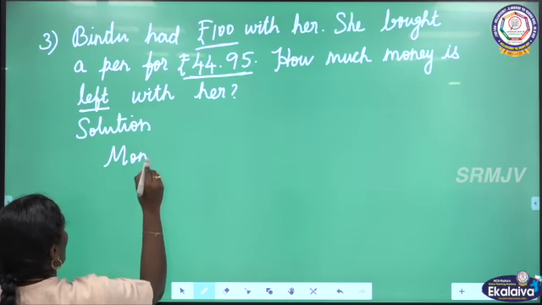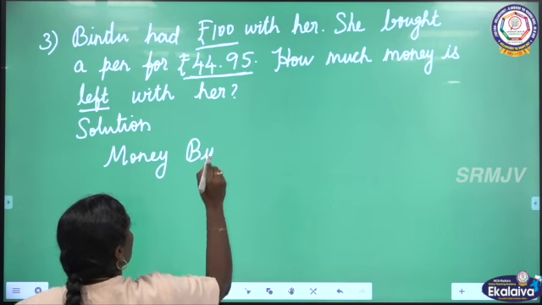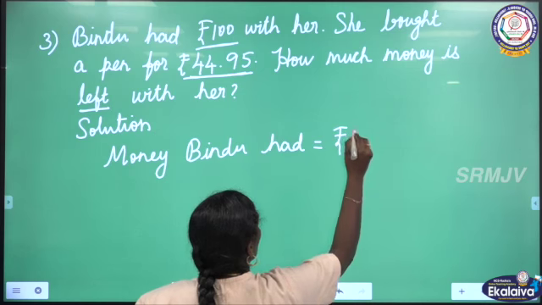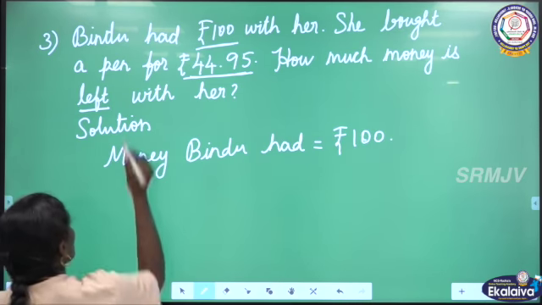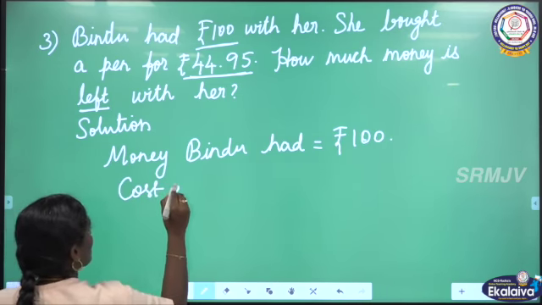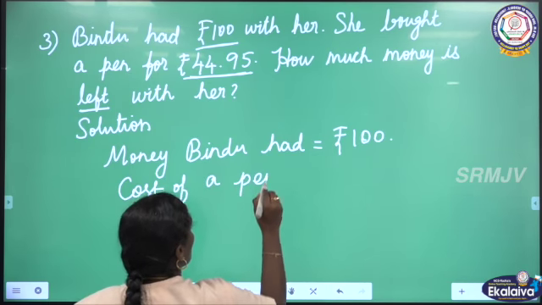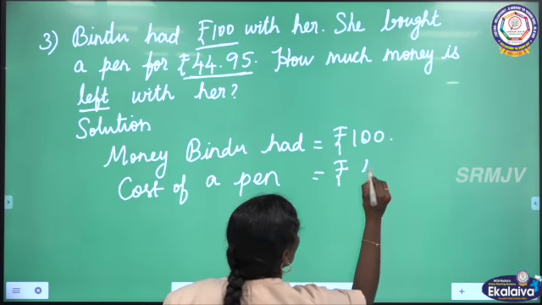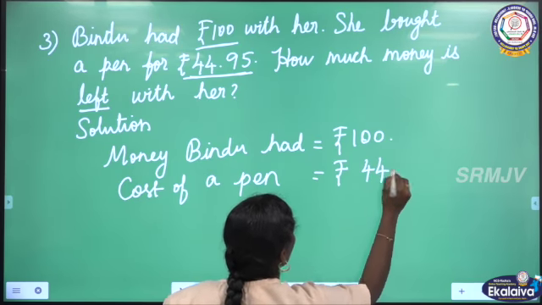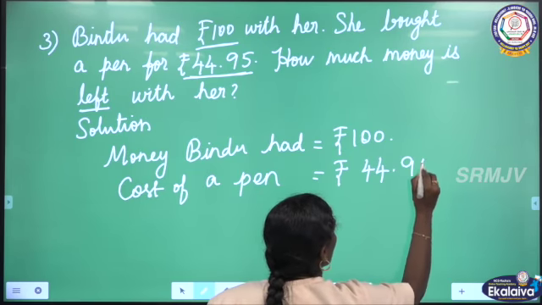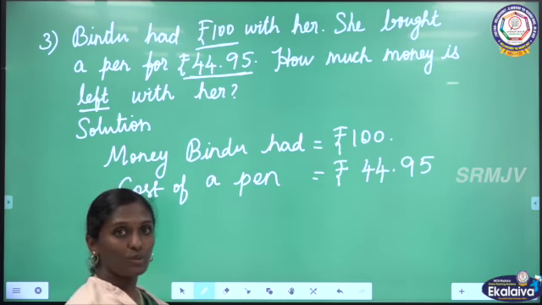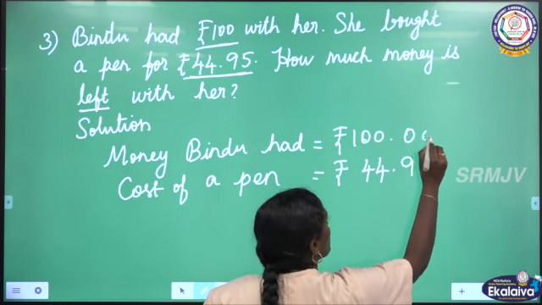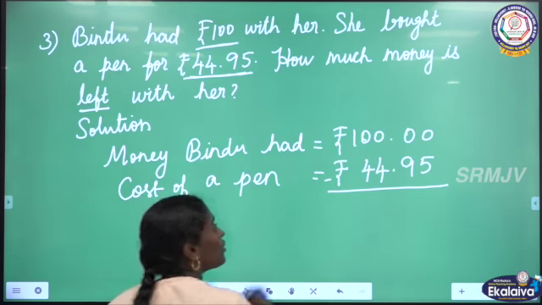Money Bintu had, that is 100 rupees. Okay. Then cost of the pen. Cost of a pen is rupees 44, a 2-digit number. So we have to arrange in tens place and ones place. Then the decimal part 9, 5. Here in the second number we are having 2 decimal places. The first number is a whole number. So here I am adding 2 zeros. Now we are going to subtract.